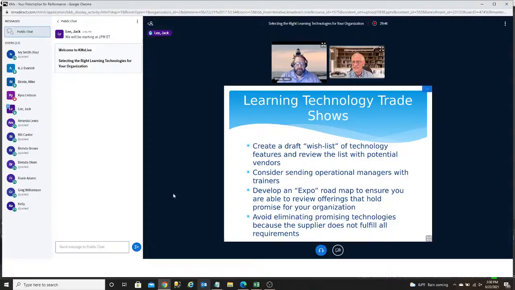We recommend that companies consider sending operational managers with the people from HR and training to these shows, because the operational managers are going to be able to see how it solves their problems. Because again, when you look at the workforce out there, at a large corporation or even a medium corporation, what you tend to see is that 80% of the personnel in an organization are not being supported by the technology that the organization procures.